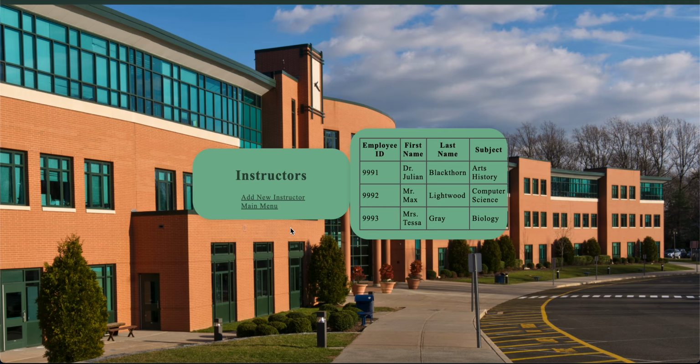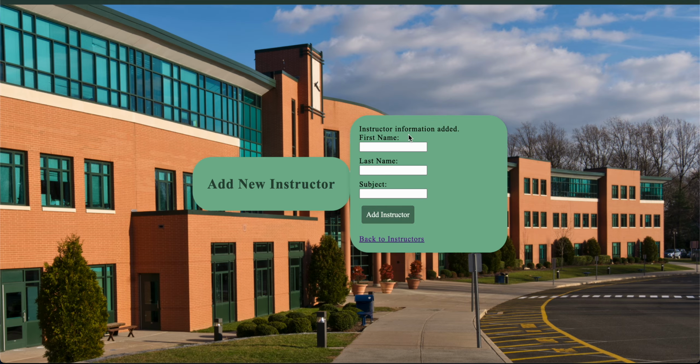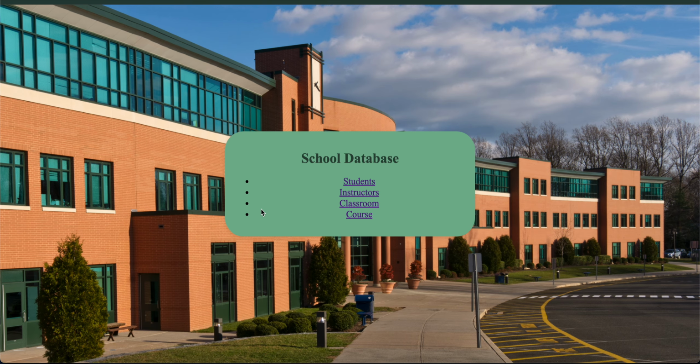Basically the same, similar setup to the students page. The employee ID, first name, last name, and subject. We have a page to add new instructor and go back to the main menu. I'm going to use, again, my first and last name as an example. And let's say I teach business, something like that. We're going to add the instructor, information added. If we go back to the instructors page, it creates an ID, and then it'll have my first and last name and what field of what subject I teach. Let's go back to main menu.